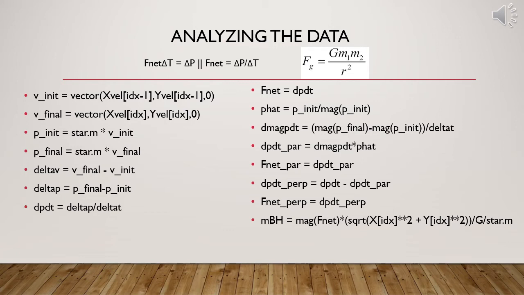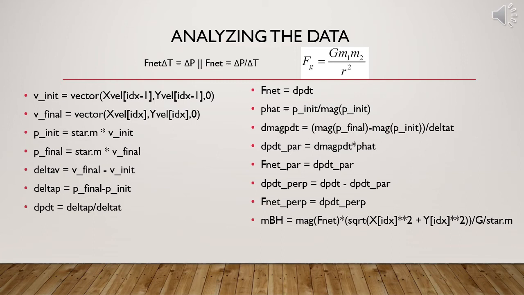In the first step of the code, we find v initial and v final using a list of the velocities given to us. These are not the initial and final velocities of the whole orbit, but instead are the initial and final velocities of each time step, which we set to be 1 day. From there, we can find initial and final momentum by multiplying v final and v initial by the sun's mass, which has the value of 2 times 10 to the 30th kilograms. By subtracting final and initial values, we can find change in velocity and change in position.